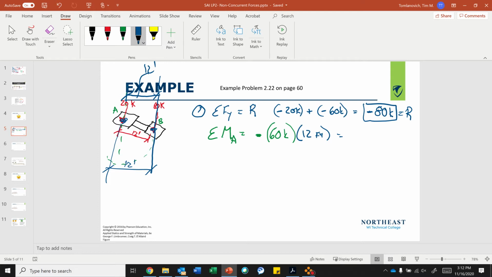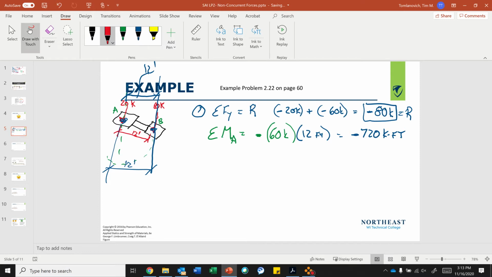Okay, sorry about that. All right, so 60 times 12, I should be able to do that in my head. So that's a negative 60, right? Because it's a negative rotation. I'm going clockwise. 60 times 12, that is a negative 720 kip feet.